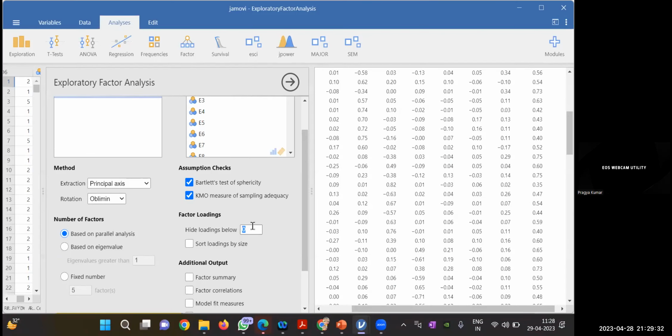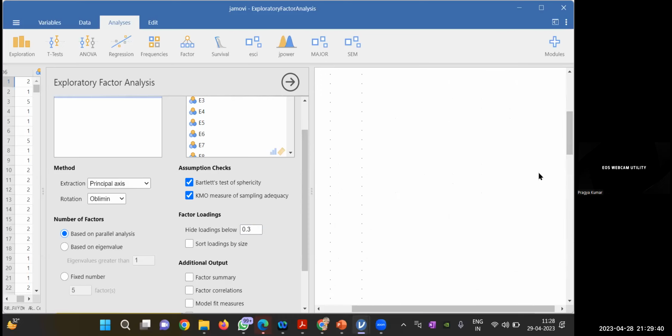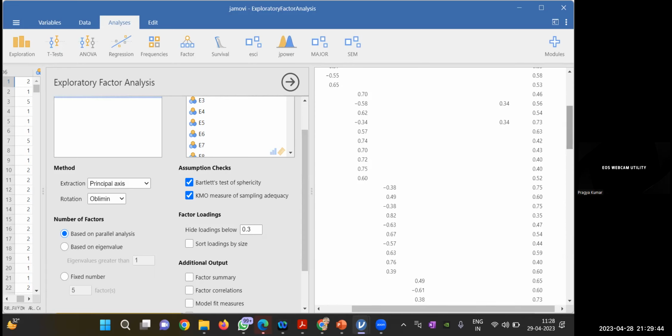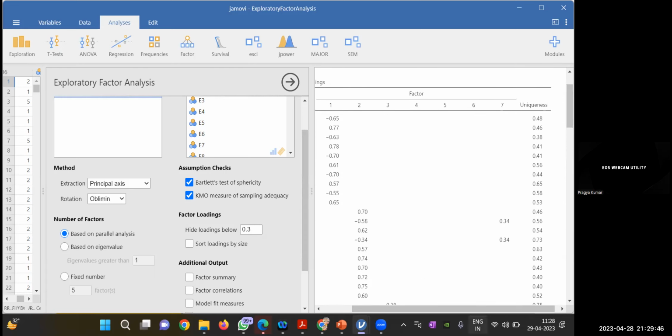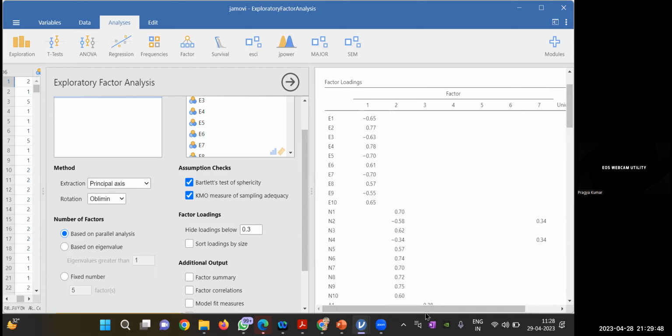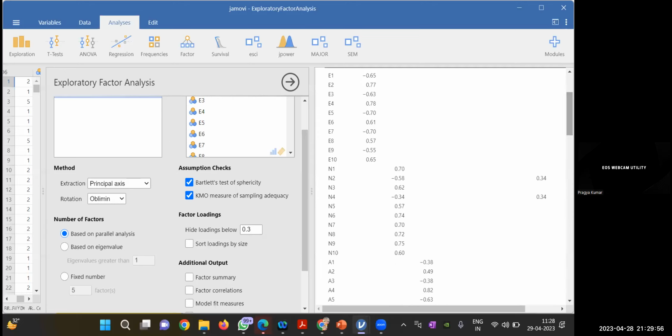Now again, I'll make it 0.3. And then you will see that after changing this, just click on the output window. So you can see now again, it says about the factor loading. And you will see that all the factor loading values are more than 0.3 here.